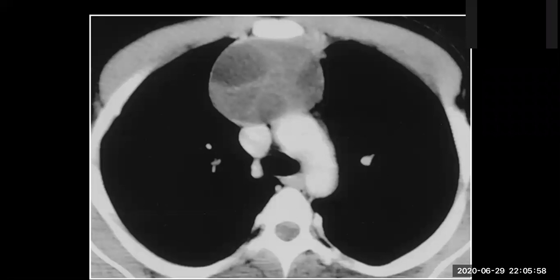رجاءً اللي فاتح الفيديو تاعي يسكره. أيوة. Your differential. What are the differential diagnoses of anterior mediastinal masses?